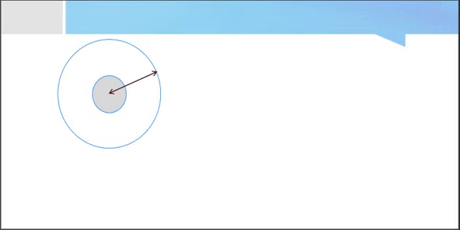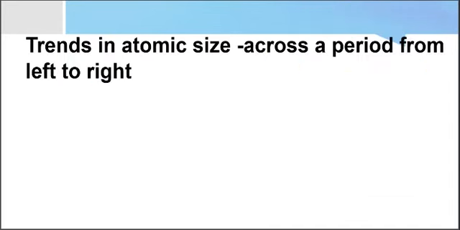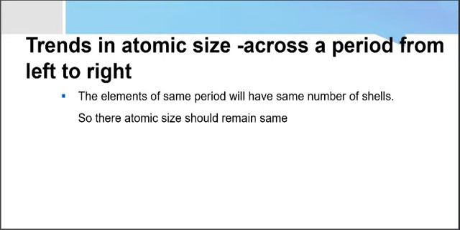Let us, for an example, take these two atoms. This is one atom with one shell, so its radius is r1 and number of shells is 1. Let us take a second atom which has two shells, so its radius is r2. It has two shells, so its radius is greater than r1 which has one shell. Since the number of shells in the second atom is greater than the number of shells in the first atom, its radius is greater than the first atom. How does atomic size change when we move across the period from left to right?